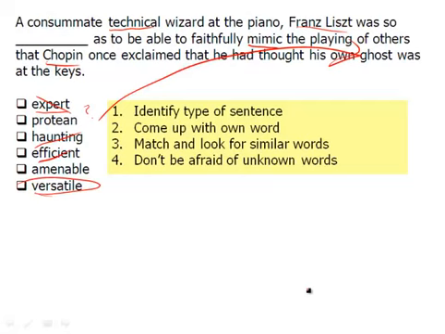Get rid of efficient. Then we have amenable. If you're amenable to something, you're agreeable. You go along with the program. We just want someone who's really good and can take on many different forms and shapes in terms of their ability to copy any other pianist out there. And that word, taking on many different forms, is protean. It's a synonym for versatile. You can adapt to many different, in this case, many different styles of playing. There are two answers. So remember, don't be afraid of unknown words. And don't try to make any of the other answer choices work, such as expert, when they're not quite synonyms with the other answer choice.